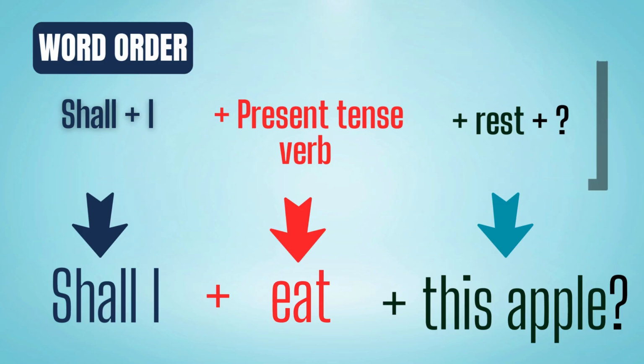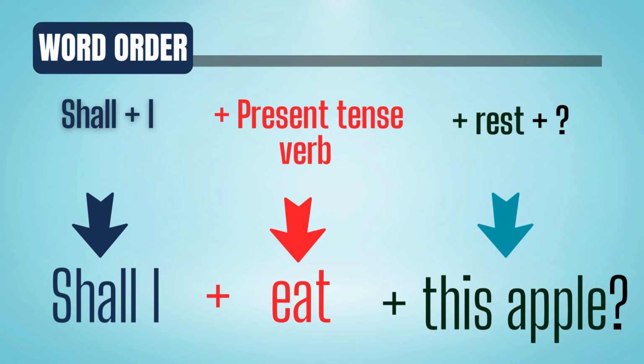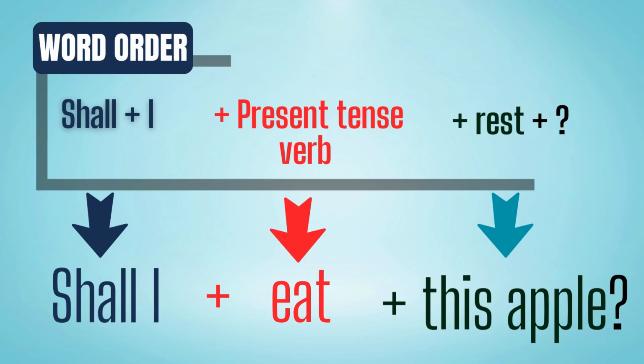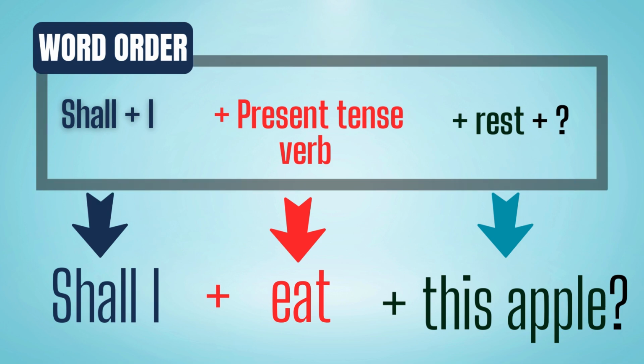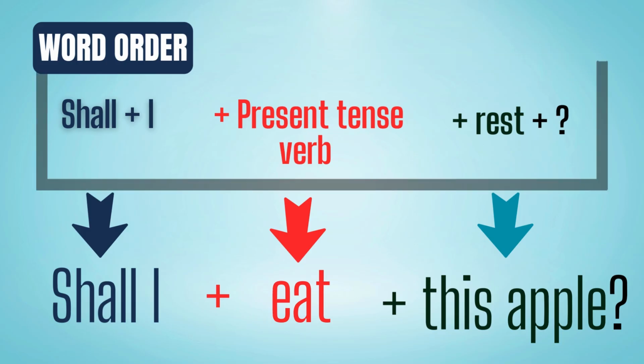Take the sentence, shall I eat this apple? Let's dissect it. Shall I? This is our starting point, the auxiliary verb and pronoun forming the subject of the sentence. It's like the foundation of our question. Eat is the primary verb and the action we are thinking about, and it should be in the present tense. It is at the core of the question.